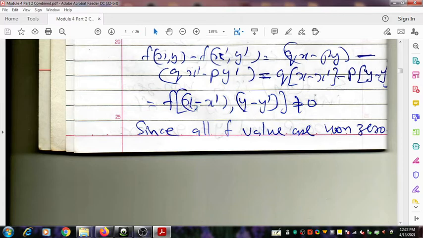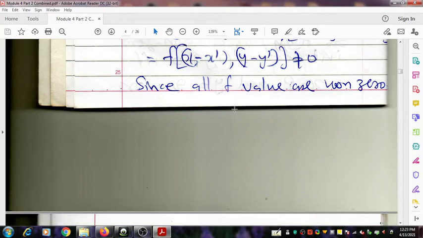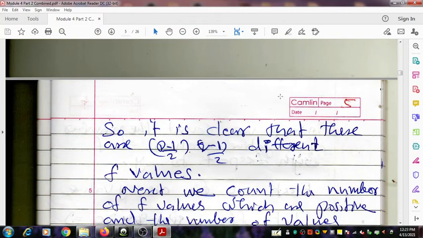So we can write that it is equal to f(x - x', y - y'), the function value at the point (x - x', y - y'), and clearly it is not equal to 0. It's because we have proved that none of the function values equal 0, so it is not equal to 0 since all f values are non-zero.